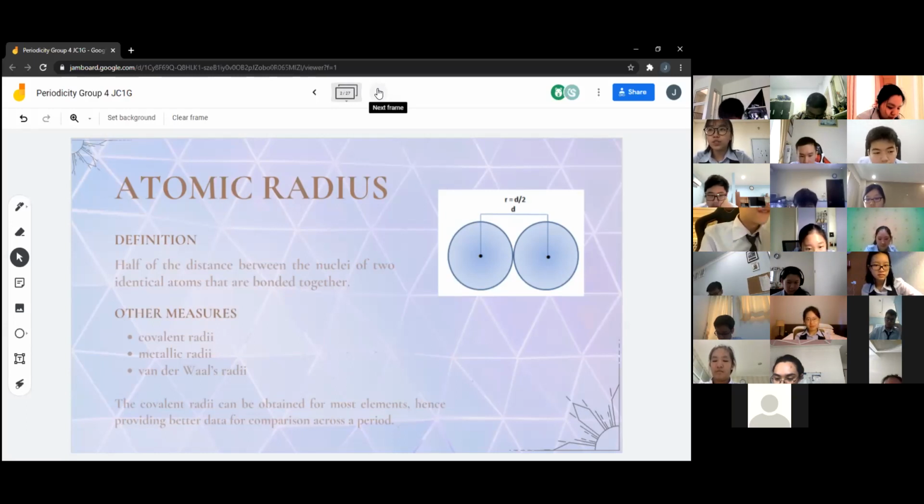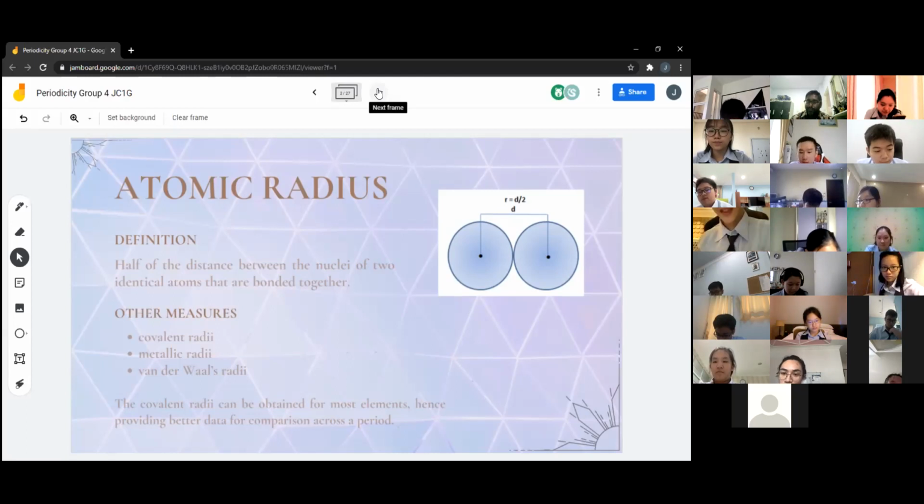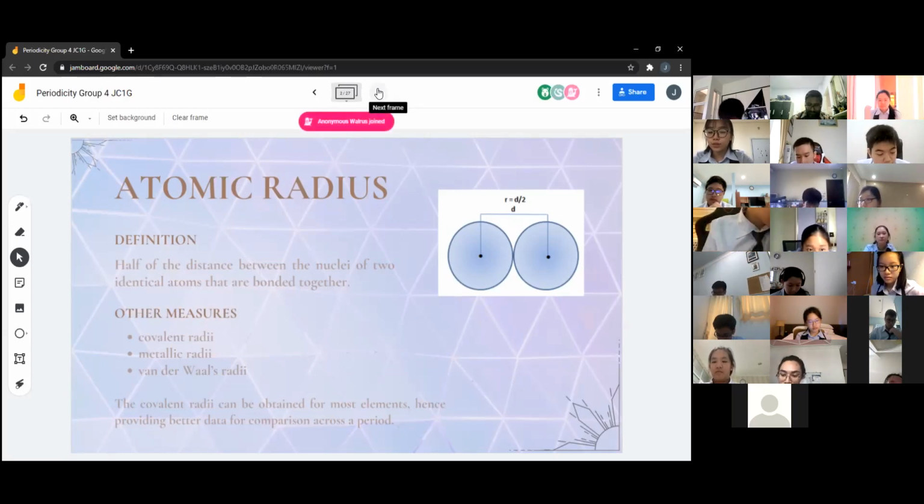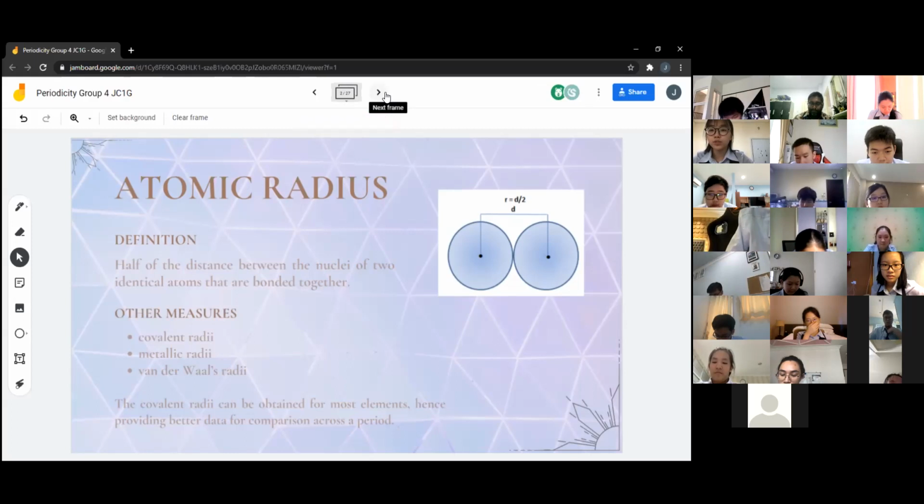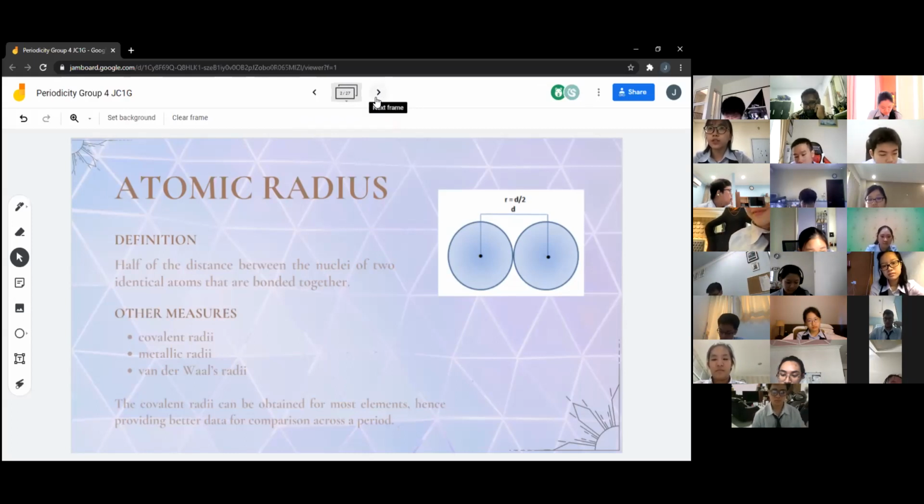However, other measures include the metallic radii and also the van der Waals radii. The metallic radius is half of the total distance between the nuclei of two adjacent atoms in a metallic cluster, while the van der Waals radius is half of the distance between the closest approach of two non-bonded atoms of a given element. So usually you can use van der Waals radii for noble gases, metallic radii for metals, and covalent radii for gases like chlorine, for example.